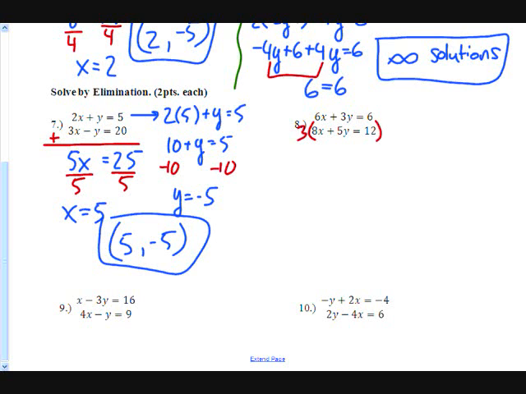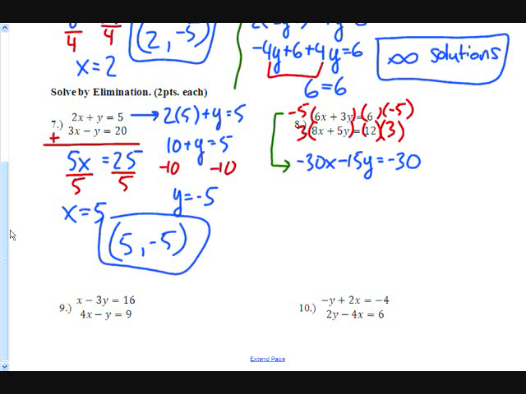Whatever I do to one side, I have to do to the other side. And I'm going to multiply the first equation by 5. But instead of by 5, I'm going to multiply it by -5 so that I can get additive inverses. So one's a positive and one's a negative. Okay? And what happens here is the first equation, when I multiply everything by -5, it's going to give me -30x minus 15y equals -30.